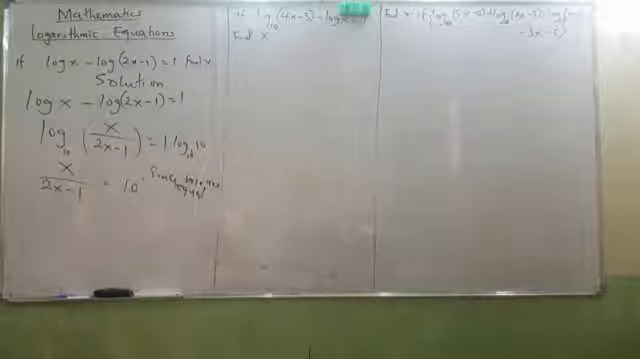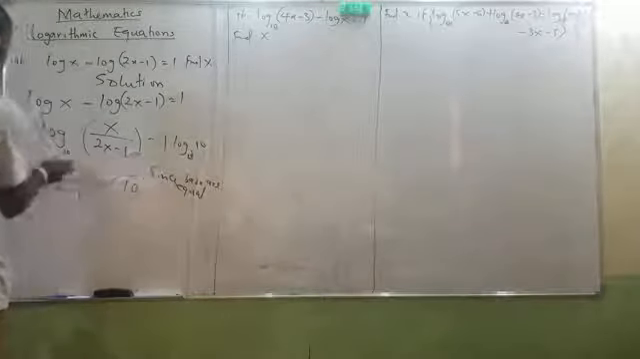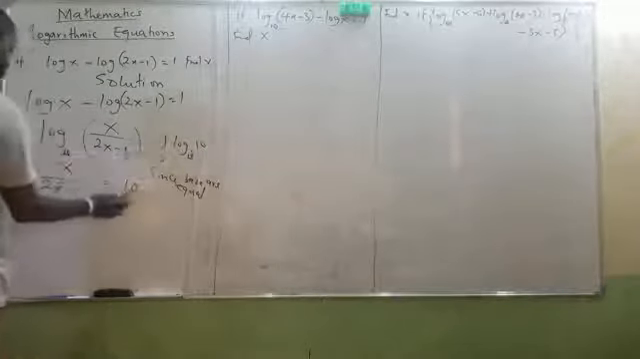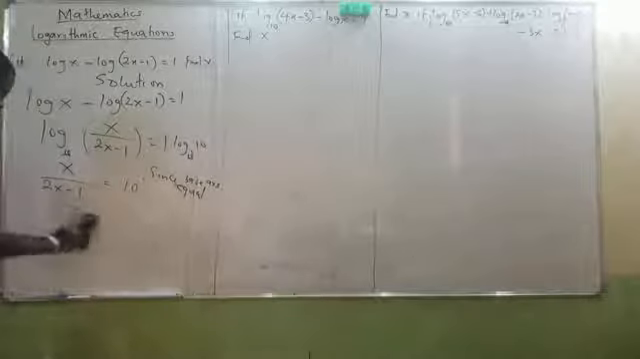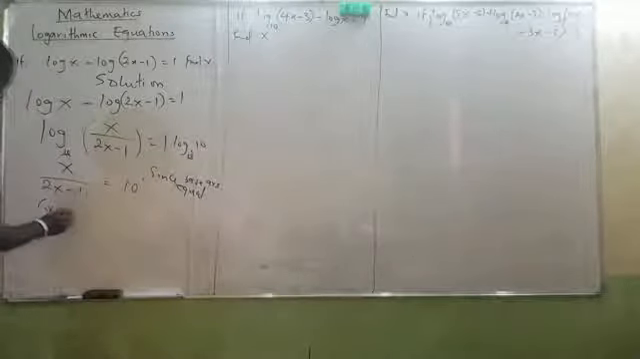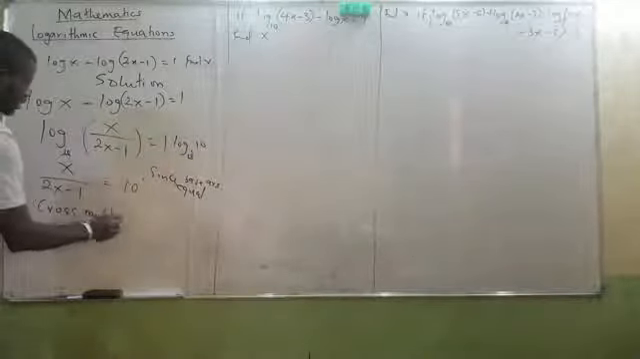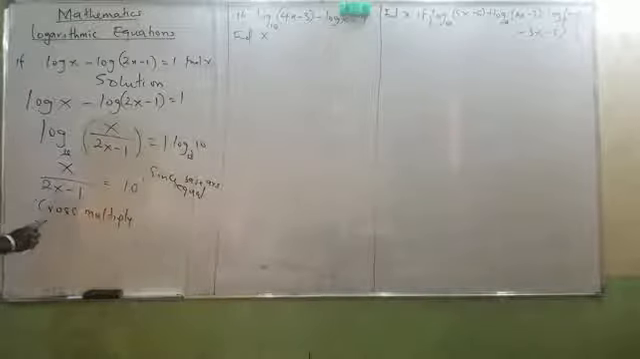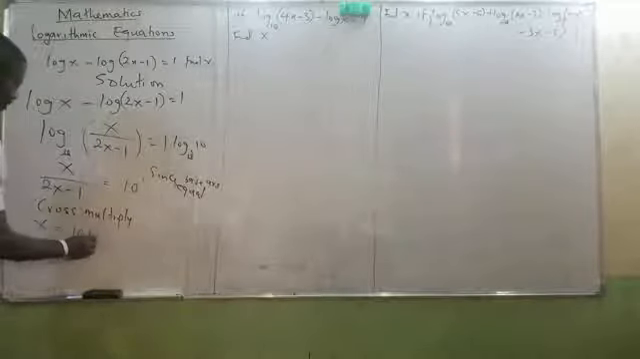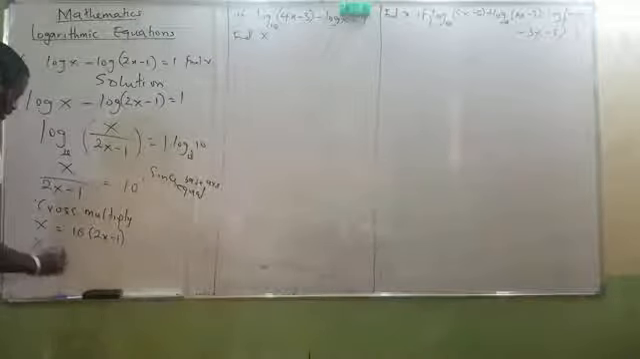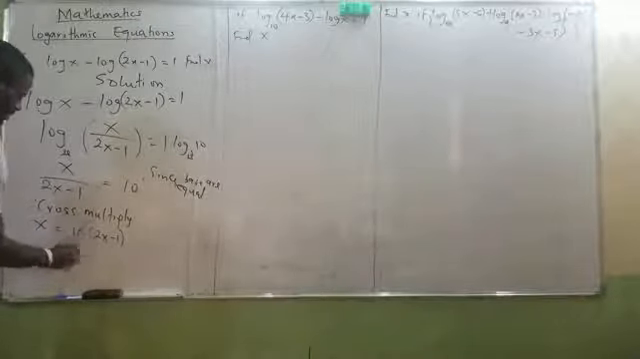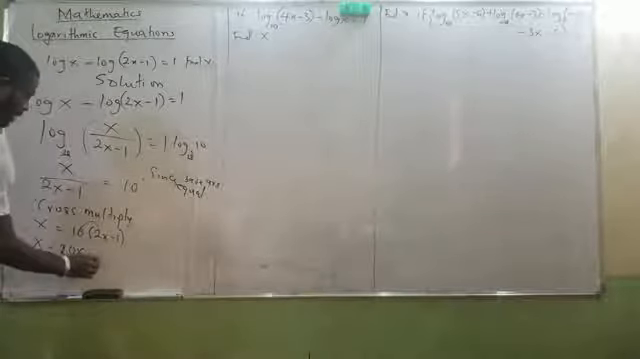Since the bases are equal, this equals this, therefore this becomes 1. Now I have x over (2x minus 1) equals 10. I will cross multiply. Now I have x equals 10 bracket of 2x minus 1. When I open the bracket, 10 times 2x is 20x, and I have 20x minus 10.